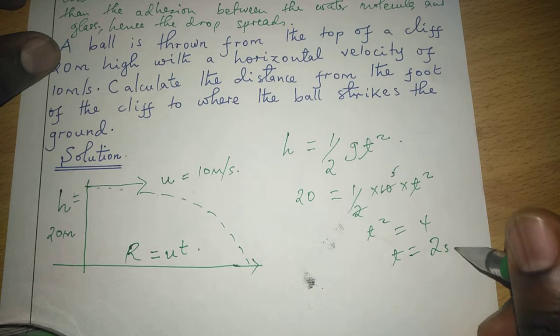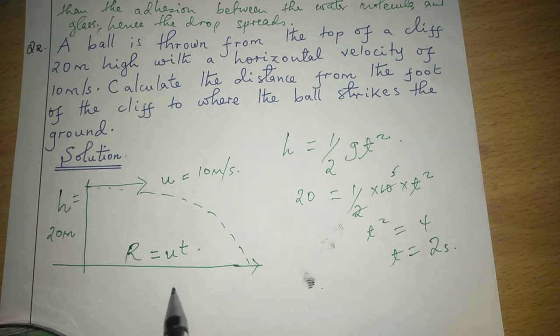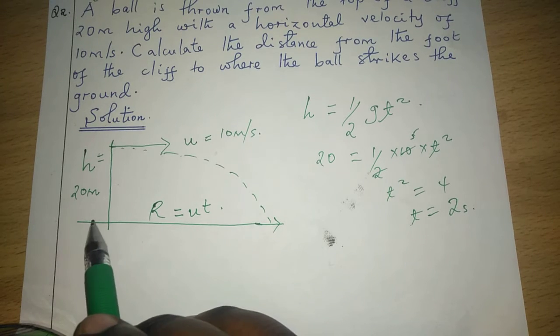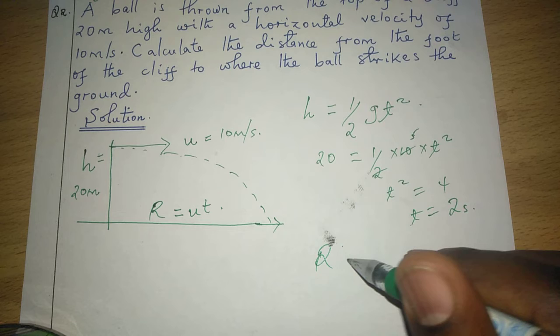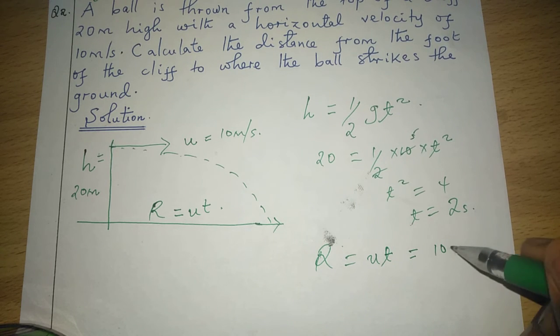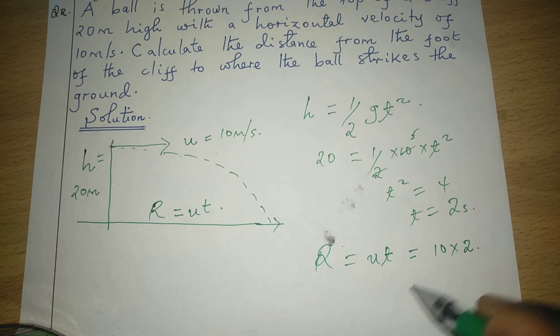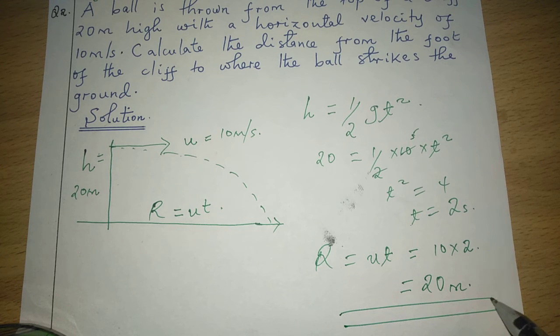which means t is 2 seconds. So if we have time as 2 seconds, and we know that the range which the ball has to cover before hitting the ground is given by u times t, we can substitute u as 10 and t as 2 seconds, and this will take us to 20 meters horizontally. So this is the horizontal distance covered before the ball comes to the ground.